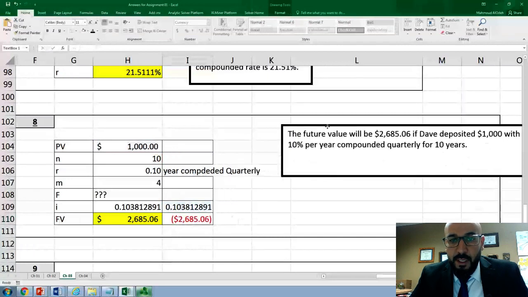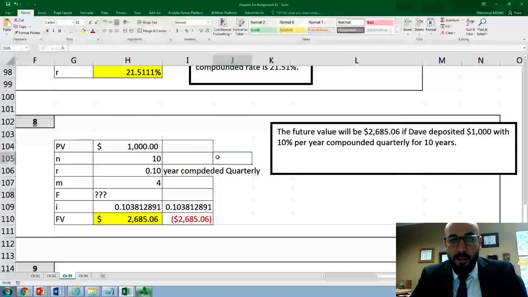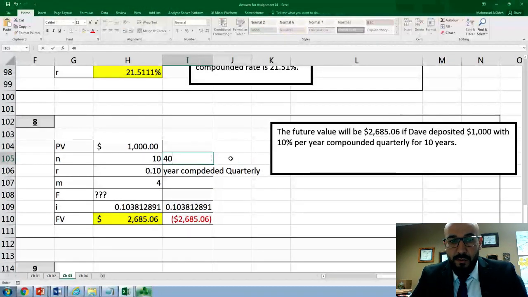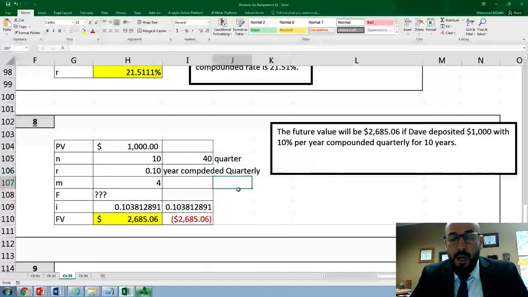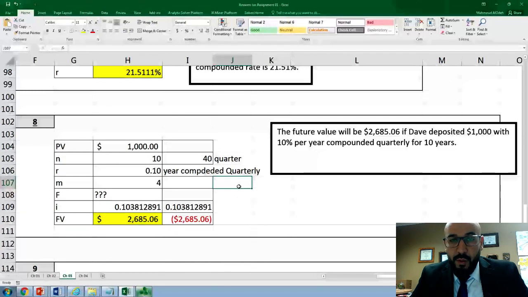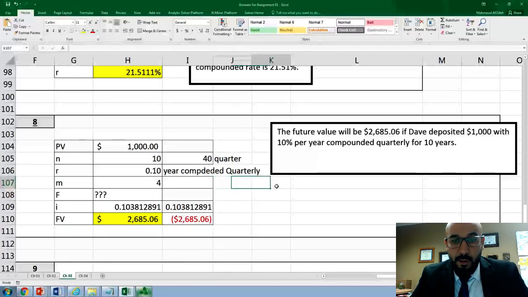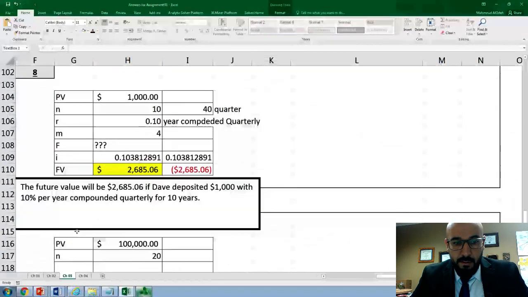However, if we need to use the quarter as the base of calculation, you convert this into quarters. So that would be 40 quarters. Okay, and then we need to find the effective interest rate per quarter. So what we need to find is what would be the rate for quarter. So I'm gonna put this here for now.